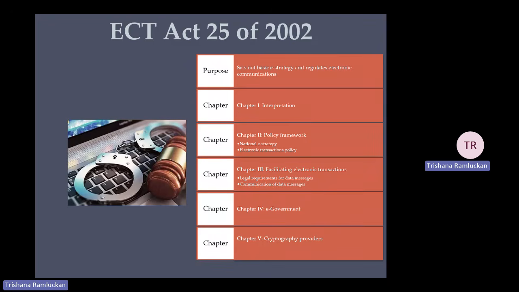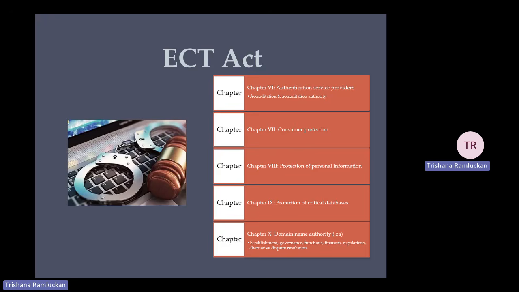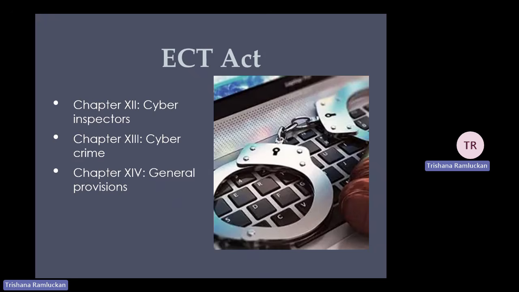If we look at the ECT Act, Act 25 of 2002, its purpose is that it sets out basic e-strategy and regulates electronic communications in South Africa. Chapter 1 is just your interpretation. Your policy framework is Chapter 2. Chapter 3 is facilitating electronic transactions. Chapter 4, e-government. Chapter 5 is cryptography. And it carries on for quite a while until we reach Chapter 14, which is your general provisions. The important aspects of this are your Chapter 12, which is cyber inspectors, and Chapter 13, which is cybercrime.